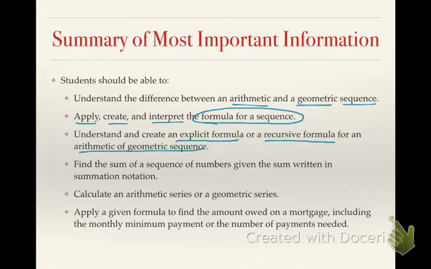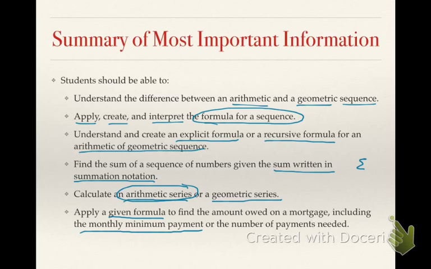You should be able to find the sum of a sequence of numbers given the sum written in summation notation. So given the summation notation, find out what the sum is going to be. You should be able to calculate an arithmetic series or geometric series. Just recall that the series formula for an arithmetic series is not given to you. You have to memorize that. And be able to apply a given formula to find the amount owed on a mortgage, but also using that formula to help find the monthly minimum payments or the number of payments needed to pay off the loan.